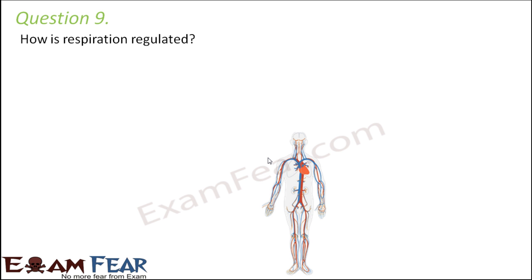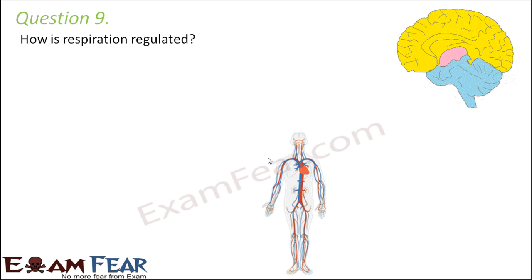Let us look at the last question of this lesson. How is respiration regulated? Now, who regulates respiration? As we all know, in the human body, the brain is the control center for each and every organ. So, whatever life processes are taking place inside our body, the main control center is the brain. It controls all the activities taking place inside our body, so the process of respiration also is controlled by the brain.